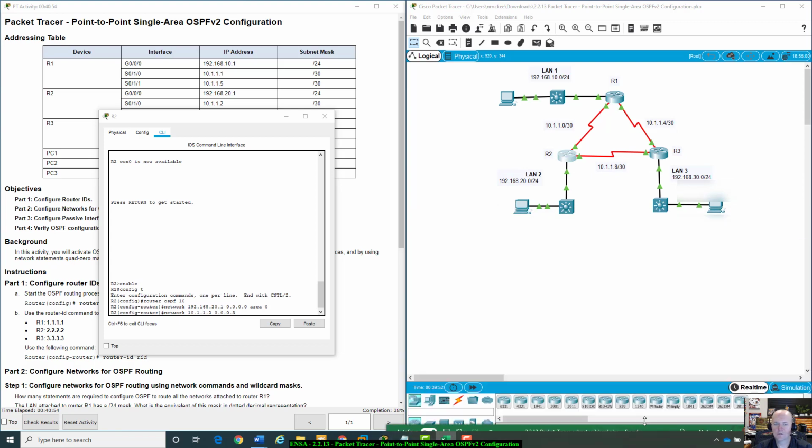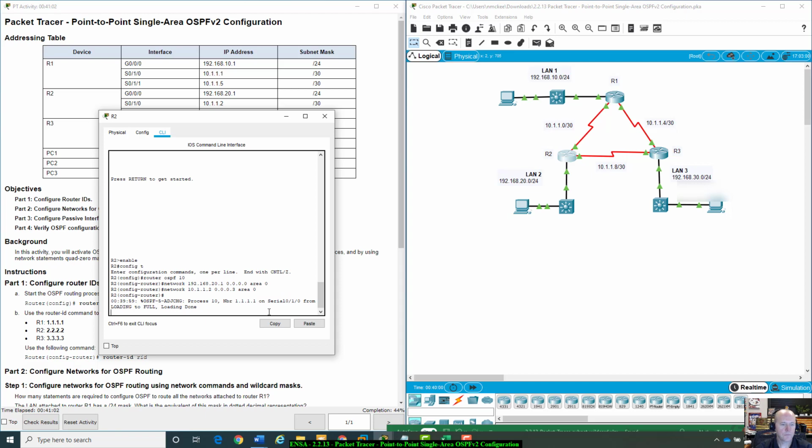Let's just close that down. And area 0 again. All right. And you can see it's already starting to exchange hello messages and stuff like that. So it has the neighbor, howdy neighbor. All right, it's telling you hello messages.